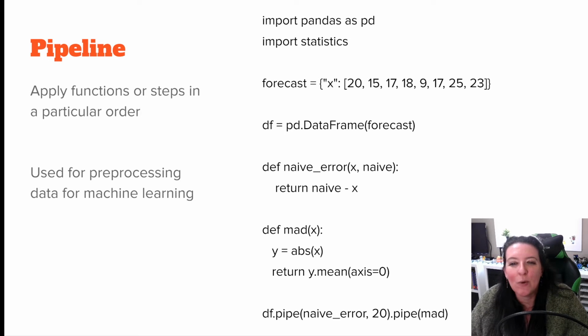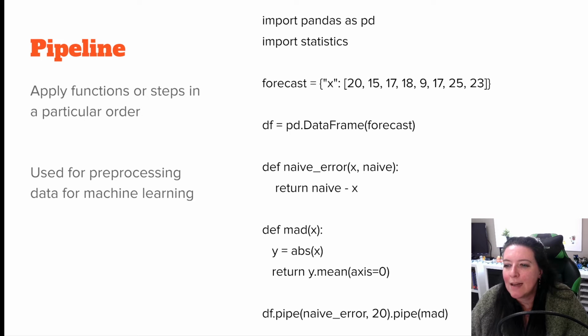We also use it in machine learning where we're going to apply multiple steps: standardize the data, fit one model, fit another model, and so on. So you can see an example of this here on the right. This code here would be a pipeline, and we'll look in a moment at a machine learning one, but here's a very basic pipeline.